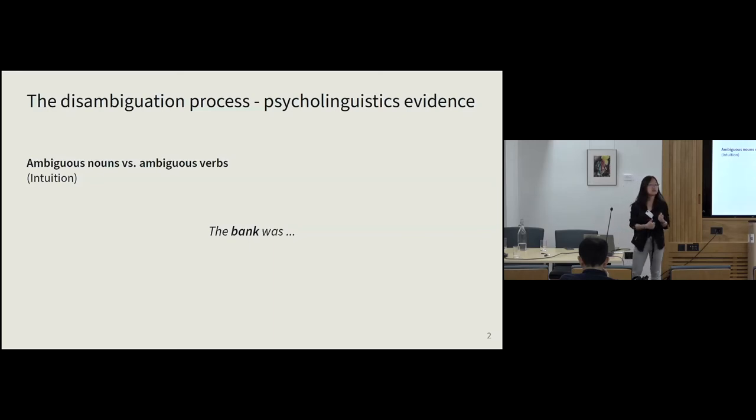For ambiguous nouns, it works a little bit differently. For example, if you have an incomplete sentence like "the bank was," most people will already have a pretty good idea of what the word bank would mean, whether it is a financial institution or the bank of a river. That is the general idea of why verbs and nouns differ.